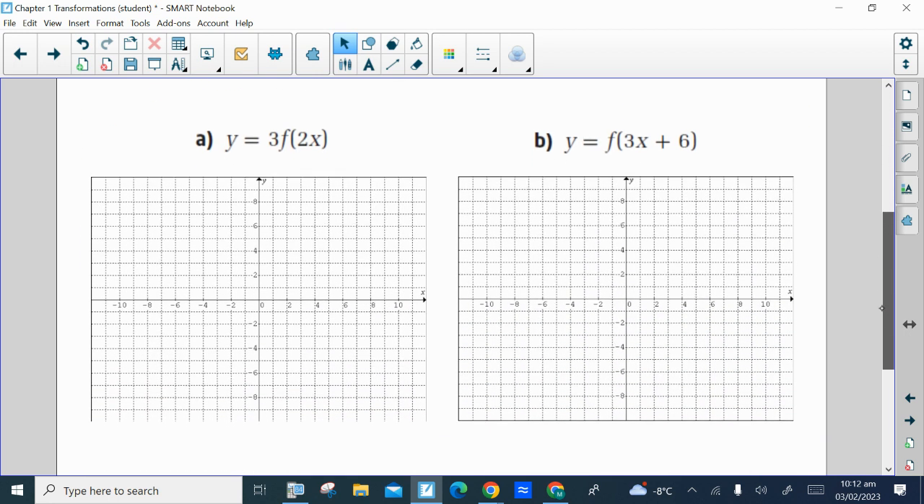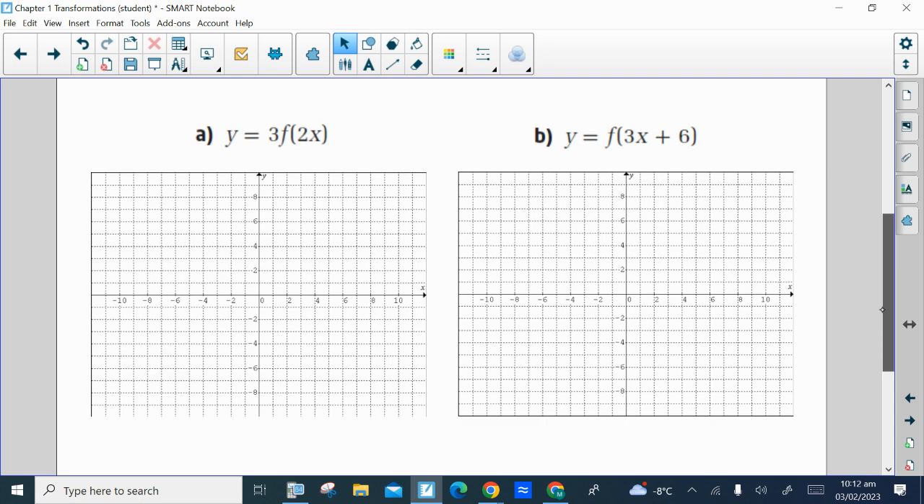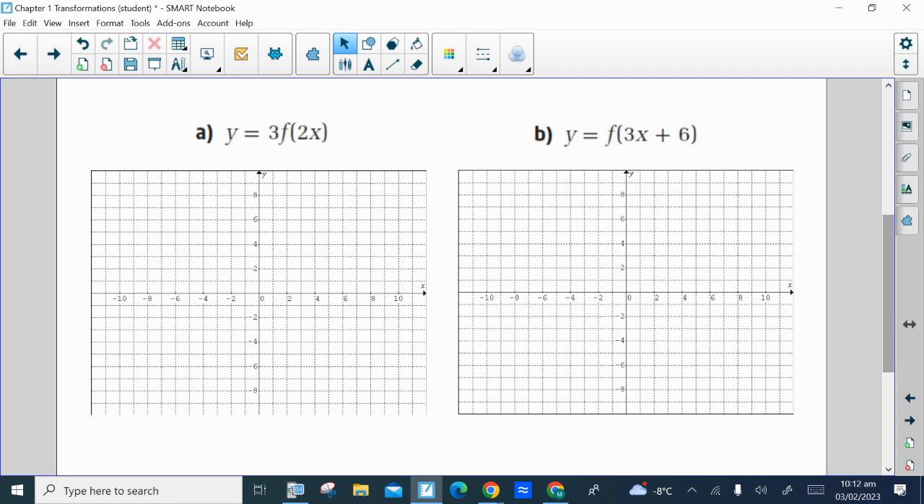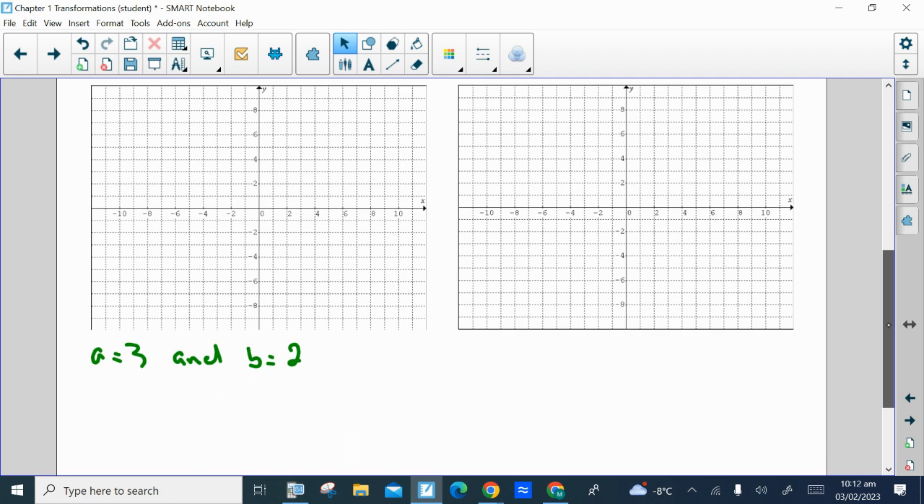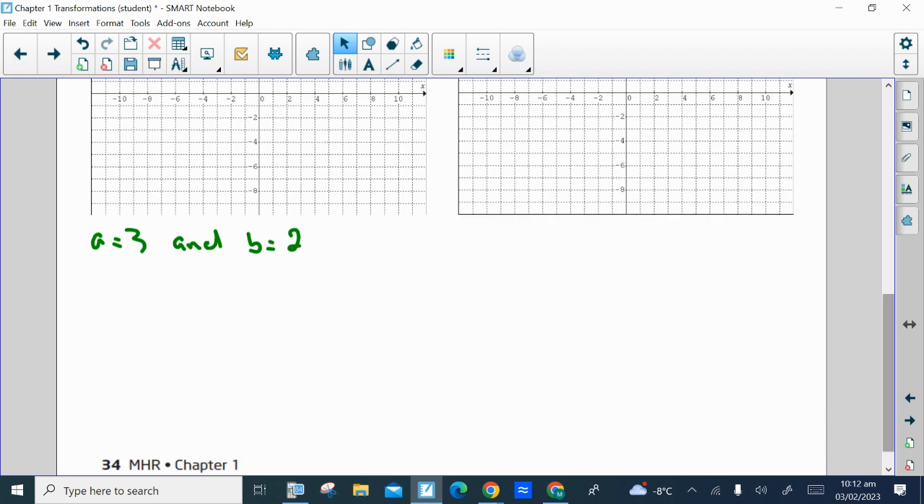So we have two parameters there. The first one, the 3, that is the a value because it's in front of the f. So here we have an a value of 3 and a b value of positive 2. And that 2 is a b value because it's in front of the x. Whatever happens to the x, same thing happens to the bx. In this case, it's in brackets after the f. So there's going to be two different transformations.